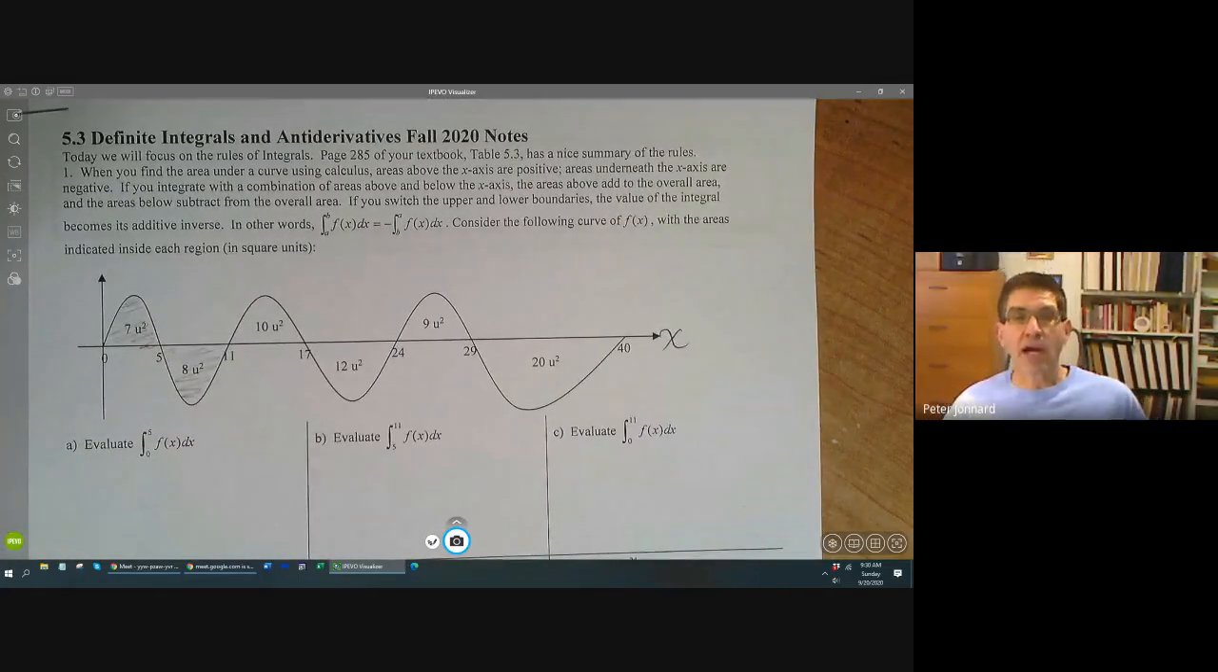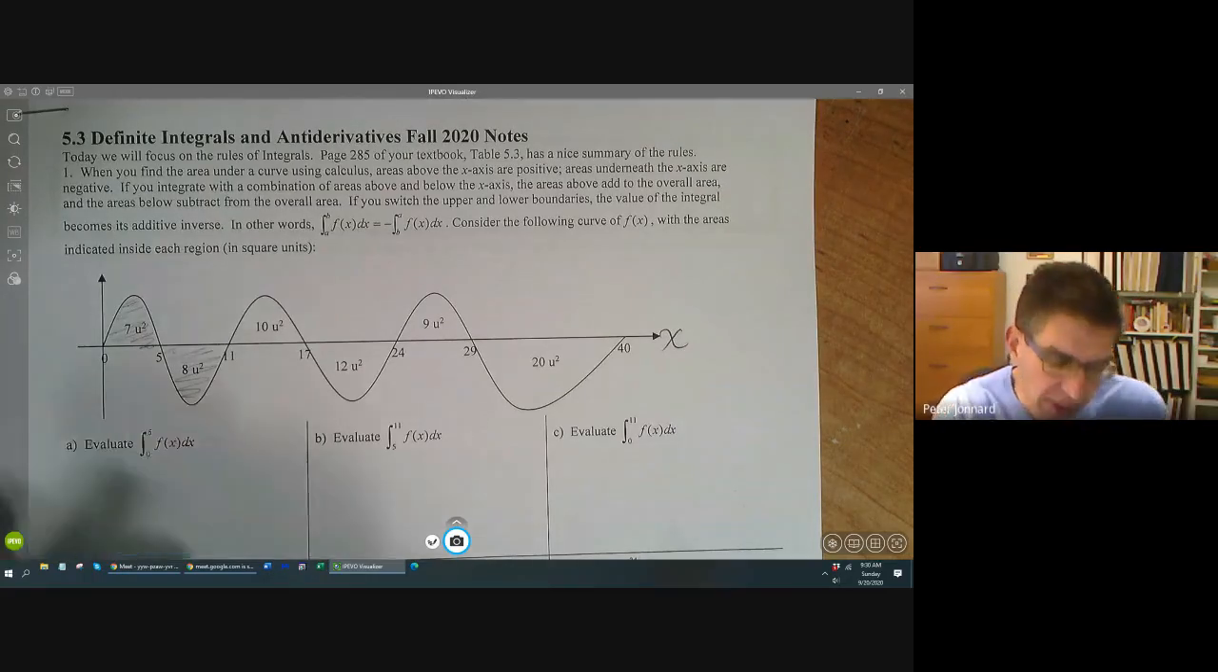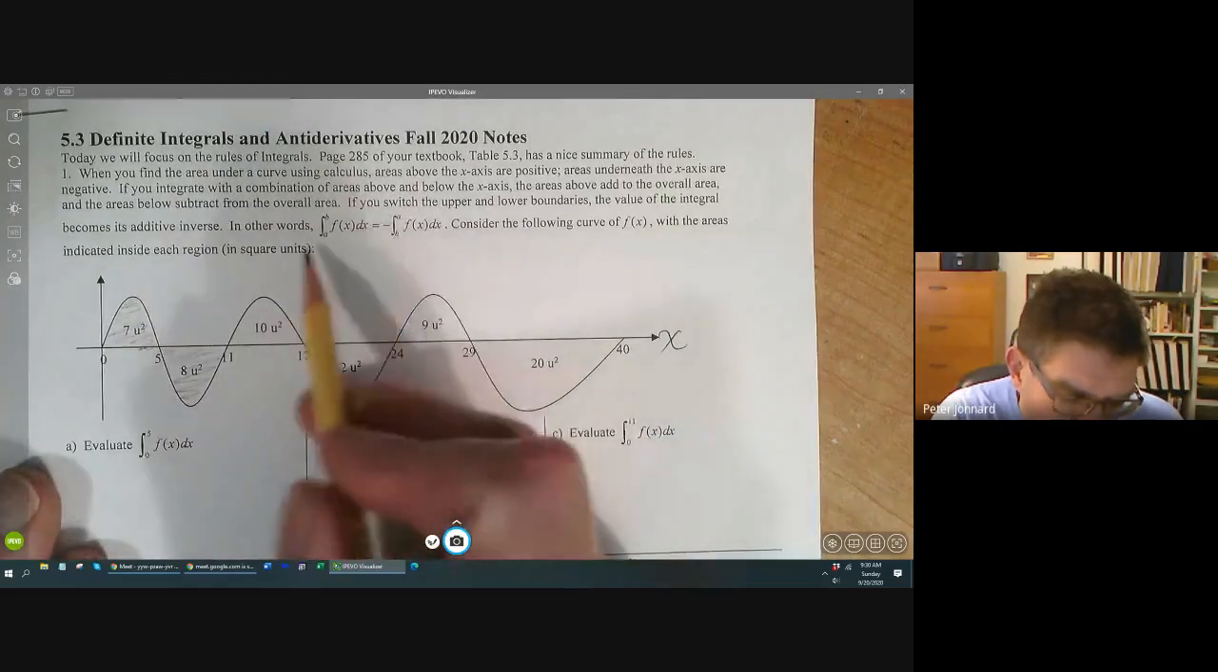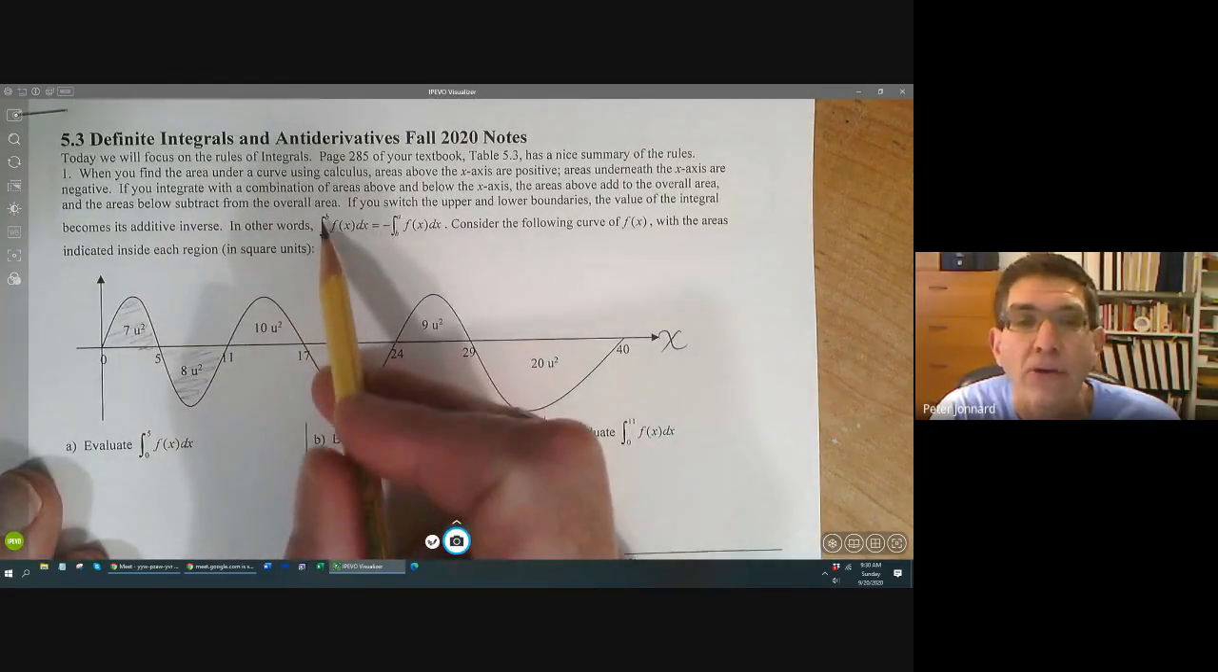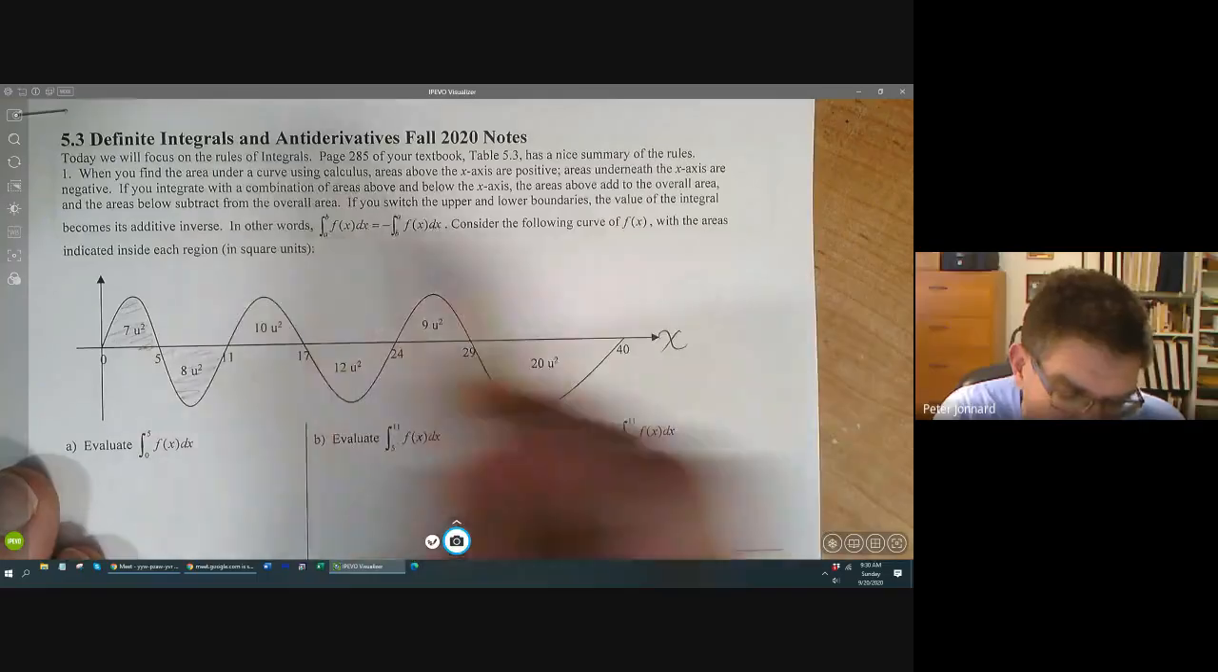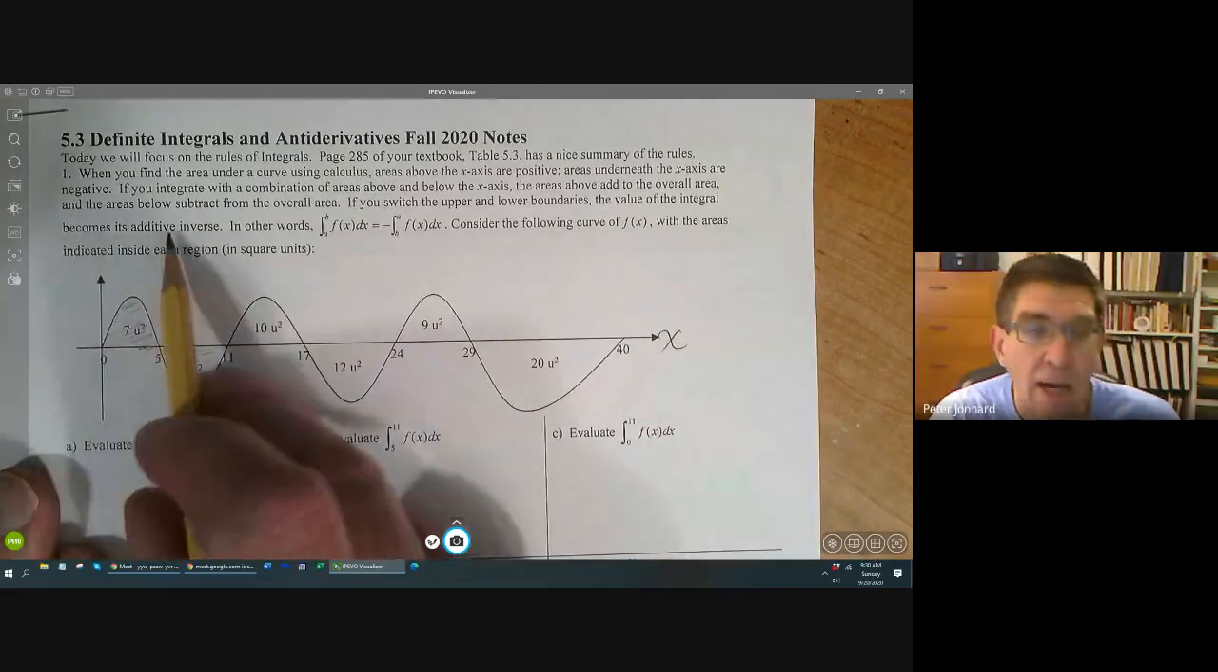And then if you integrate with a combination of areas above and below the x-axis, the areas above add to the overall area and the areas below subtract from the overall area. Okay, and then they talk about this in there. If you switch these bounds, the upper and lower boundaries of an integral, the value of the integral becomes the opposite, okay?